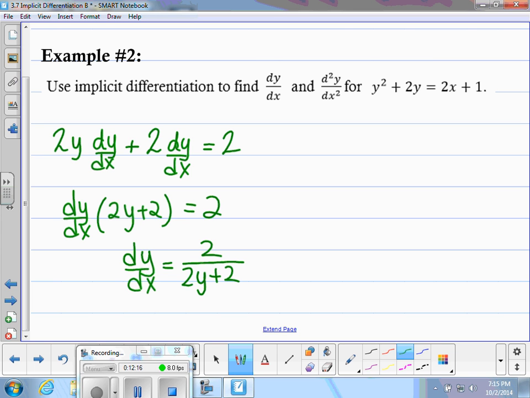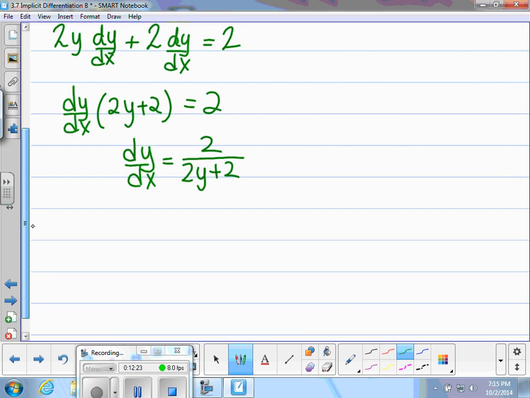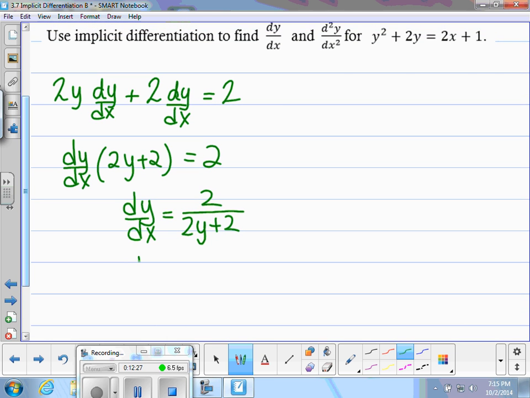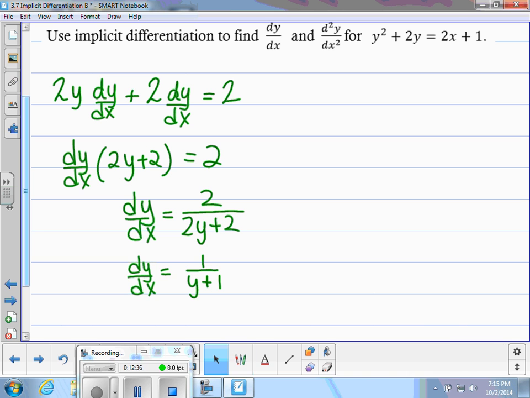Okie doke. So far, so good. Looking at the equation though, they all have 2's in common, so I could totally simplify that. So dy/dx equals 1 over y + 1. And there's my first derivative. Now onward to my second derivative. Now this is a little different.